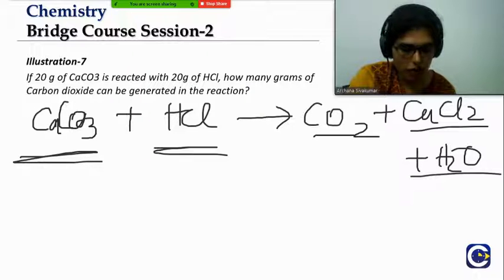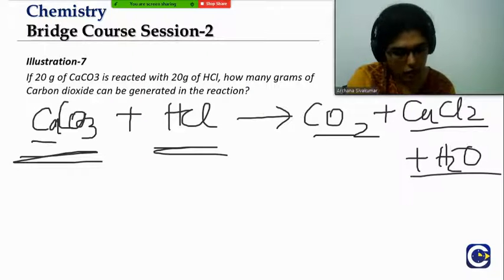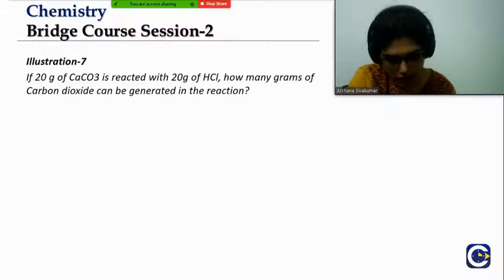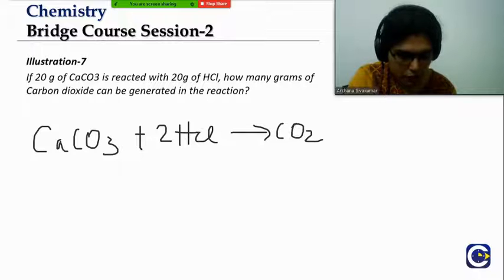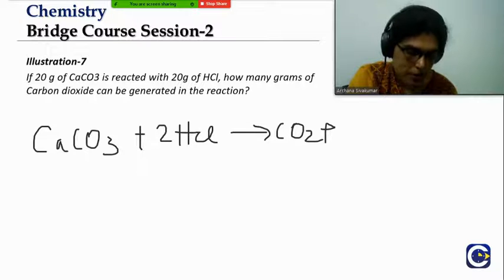So now we have to check if it is balanced. One carbon, one calcium, one calcium. Chloride is not balanced, so I will add 2. Now chloride is balanced, hydrogen is balanced now, and oxygen is also balanced now. So the final reaction is CaCO3 reacts with 2HCl to give rise to CO2 plus CaCl2 plus water.